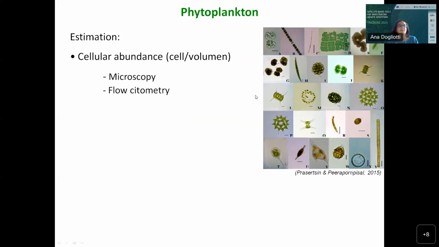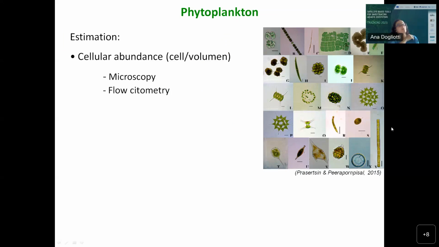And how do we study them, how can we estimate the amount? I put here pictures of different phytoplankton, so we can see the high diversity of cell shapes and sizes. We call it phytoplankton, but it's really a very variable group.